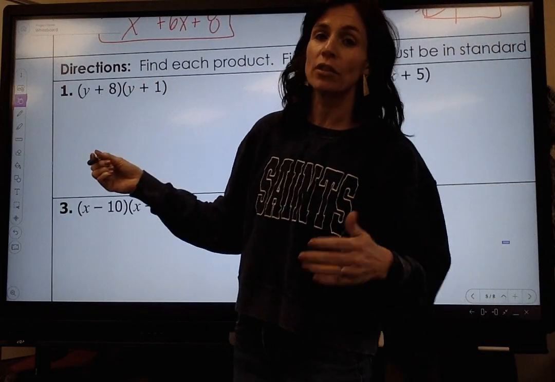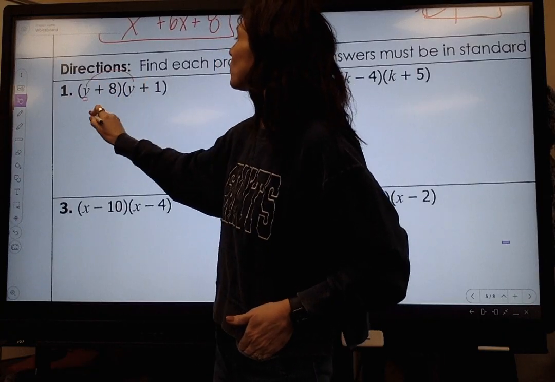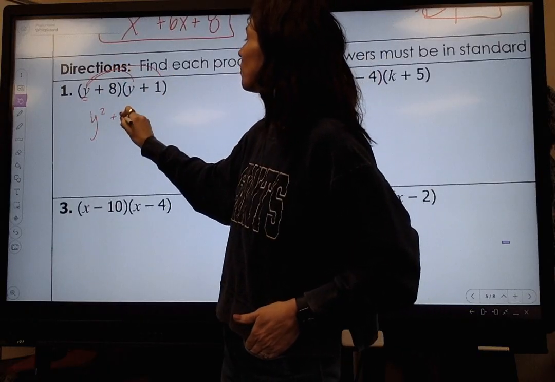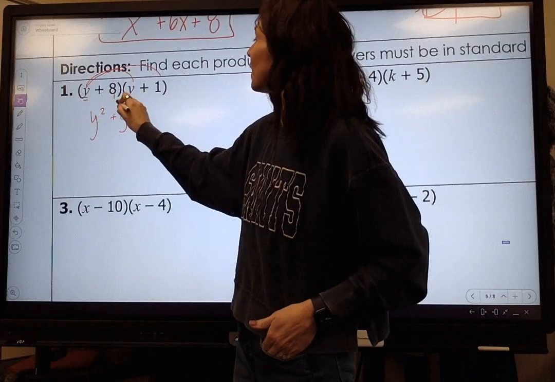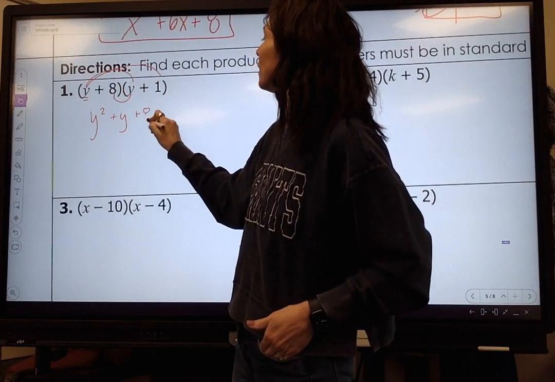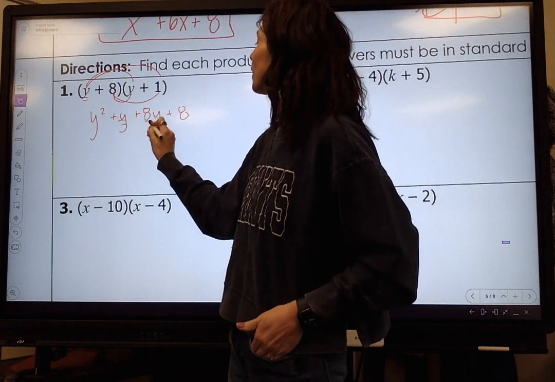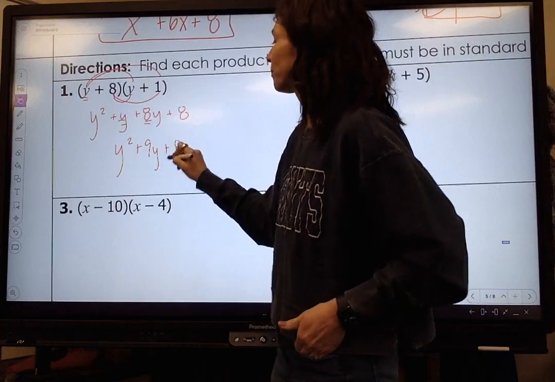So this one, let's just look at the double distribution. So I'm going to take this first term and distribute. Y times y is y squared. And I'm going to distribute the y to the 1 to get positive y. Now I'm taking that second term, 8, and I'm distributing to the y to get 8y. And 8 times 1 is 8. I combine my like terms, and I get y squared plus 9y plus 8.